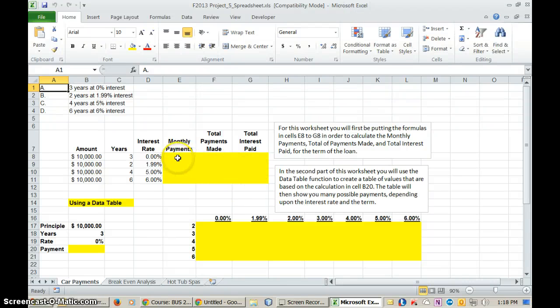Okay, let's have a look then at the first part of this assignment 5. What we're looking at here is calculating monthly payments, and we can see that the amounts are listed here, the years are here, and the interest rate is listed here as well. So what we have to do is calculate a monthly payment based on 3 years, which would be 36 payments. So we'll start off with the payment formula.